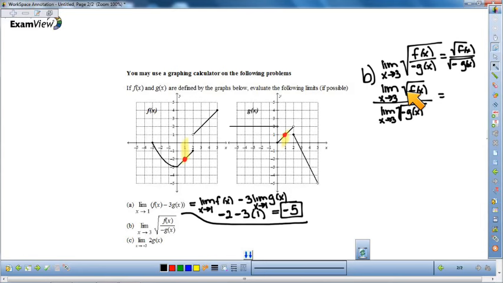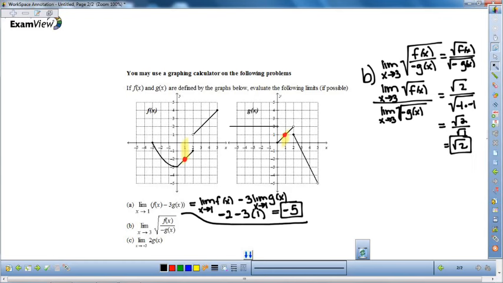And then I'm going to find the limit as x approaches 3 of the square root of f(x). So remember, we're watching to see what happens to my y value as x gets closer and closer to 3. So as x gets closer and closer to 3, the y value from the left and from the right is getting closer to 2. So I'm going to have the square root of 2. For g, as x approaches 3 from the right and from the left, the y value is getting closer and closer to negative 1. So I'm going to have negative times negative 1, and that gives me the square root of 2.